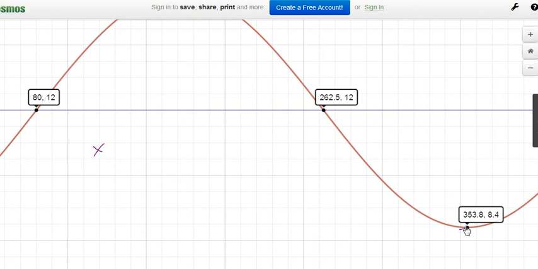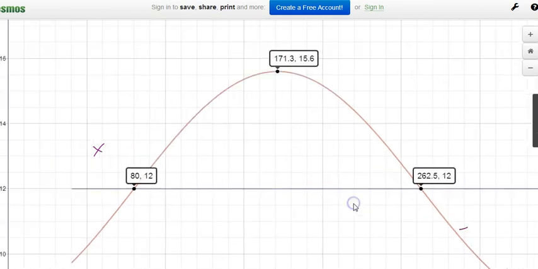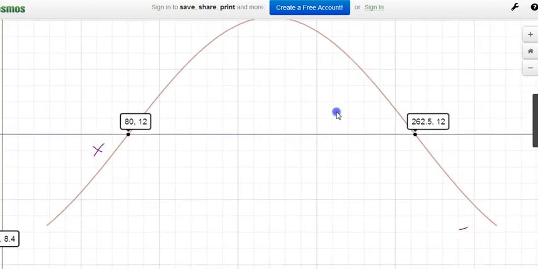So there's all of our seasons, right? Minimum number of hours of daylight at winter. The median hours of daylight will be at spring and at fall, and the maximum hours of daylight will be at summer, right? 15.6. Let's just kind of move that back.